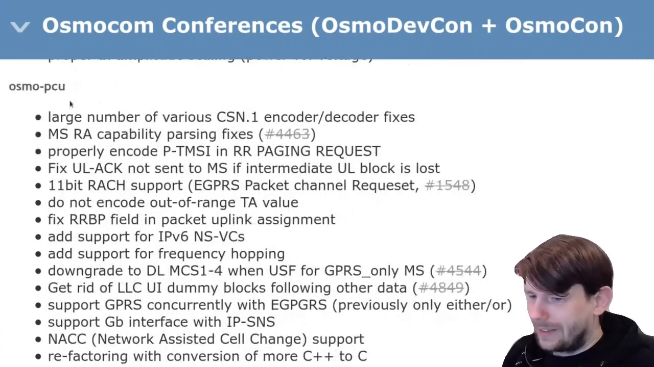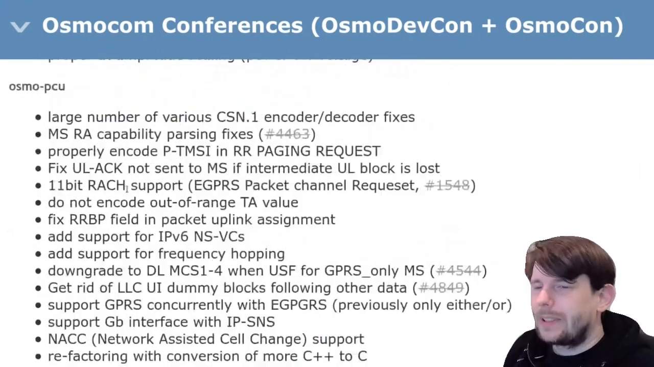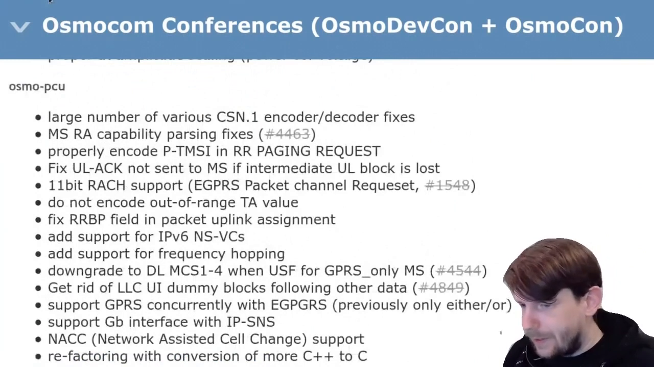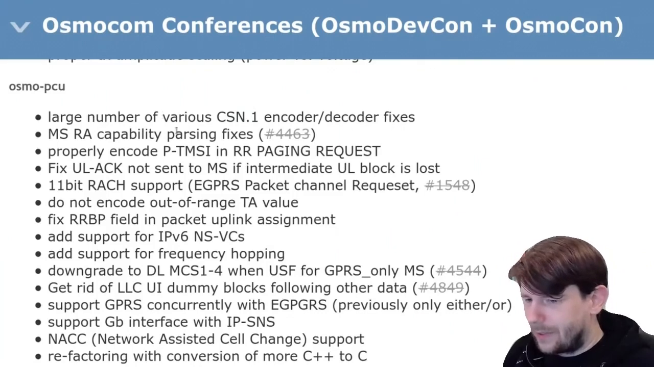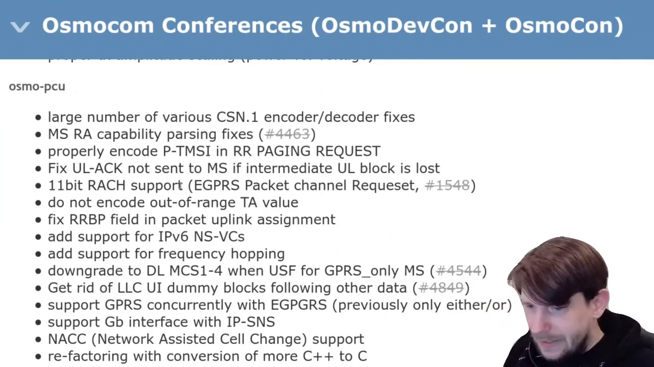Of course, there were tons of other changes, but these are sort of the ones that I thought were important, or particularly important in terms of the PCU. Lots of fixes, particularly in the CSN1 encoder, decoder. Fixes for passing the mobile station radio access capability. We had some encoder bugs in the paging request, embarrassingly, so I don't really know how that could ever have worked. We have various other fixes here and there. Probably not go through all of them in detail.